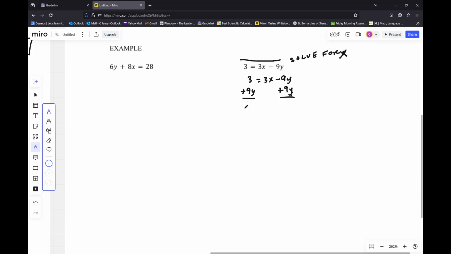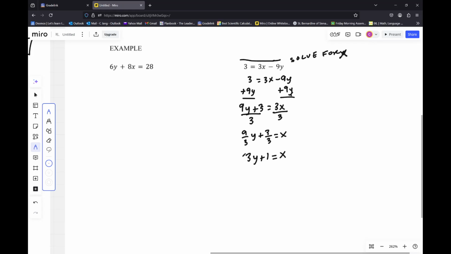So I get 9y plus 3 is equal to 3x. And if I divide both sides by 3, I get 9 over 3y plus 3 over 3 is equal to x. This is kind of like when we converted from standard form to slope-intercept form. Or 3y plus 1 is equal to x.